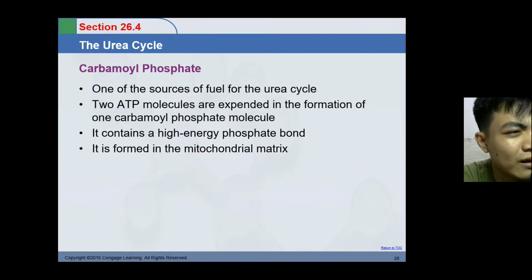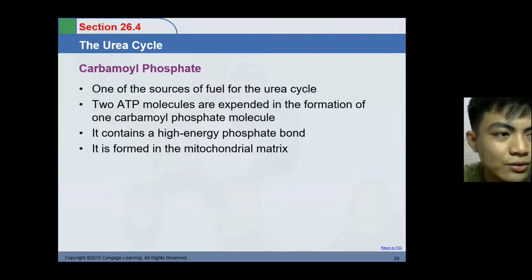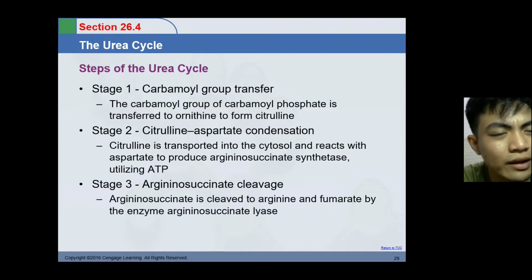carbamoyl phosphate. Okay, so the carbamoyl phosphate is one of the energy sources for the urea. Okay, so kumbaga parang ito yung ATP niya. Okay, parang ito yung energy source and it is found in the mitochondrial matrix. Okay, so basically, the urea cycle happens somewhere near the mitochondrial matrix. Okay, so nasa mitochondria siya. So there are many steps in the urea cycle.